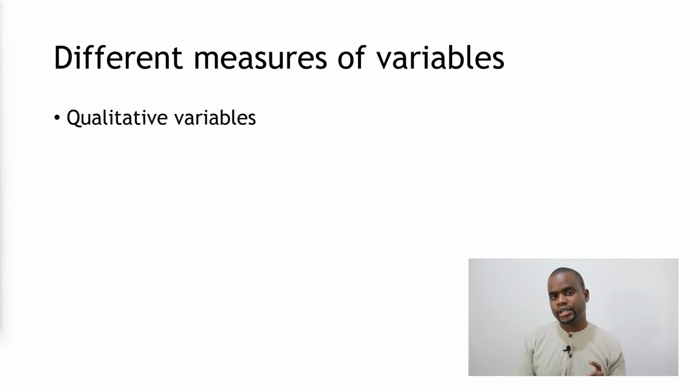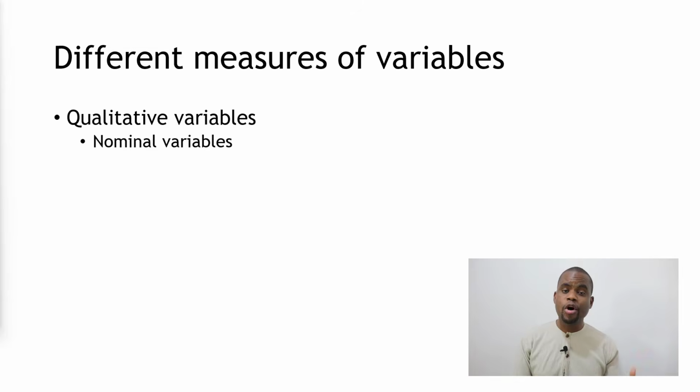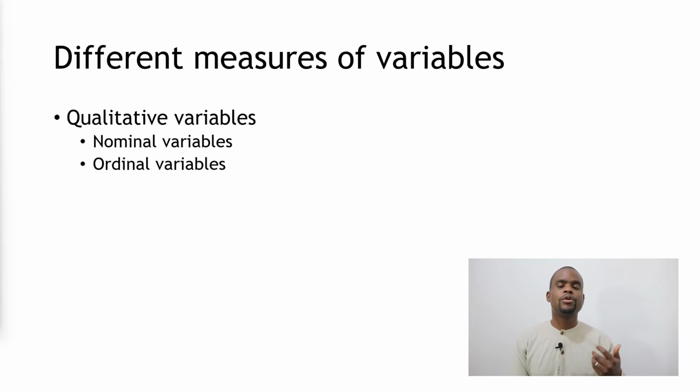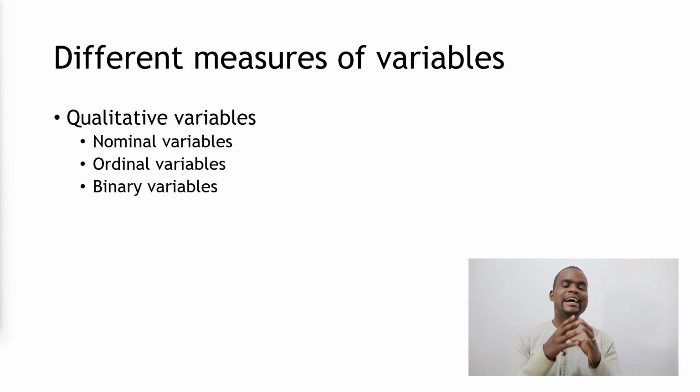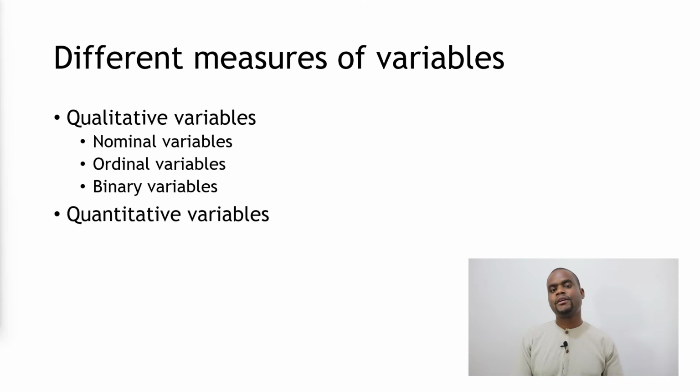Now remember, we have already said that measurement levels actually come from the types of variables, and we know that we have qualitative variables and quantitative variables. So in qualitative variables, we actually have nominal variable. So nominal variable is actually a measurement level of variable. Apart from nominal variable, we also have ordinal variables and we have binary variables. So binary variables, ordinal variables, and nominal variables are measurement levels under qualitative variable type. Then remember, we have quantitative variables. So quantitative variables can come in two measurement levels.